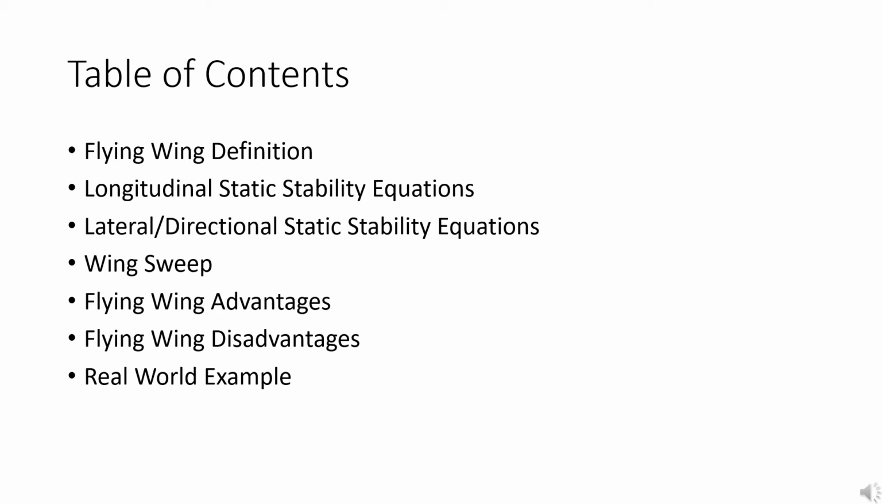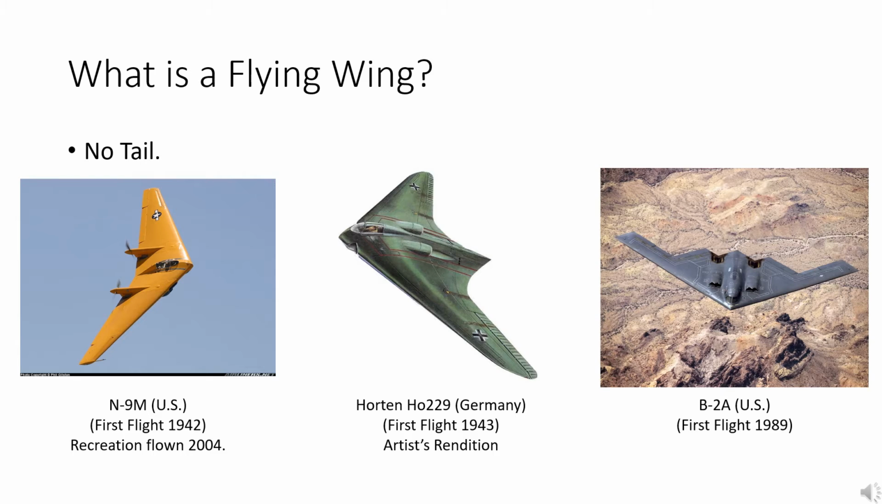So here's a preview of what this lecture is about. We'll define a flying wing, and we'll talk about some static stability equations, followed by different characteristics and advantages and disadvantages of those characteristics, and then we'll end with a real-world example. What is a flying wing? Well, the simplest definition is that it is an aircraft with no tail.